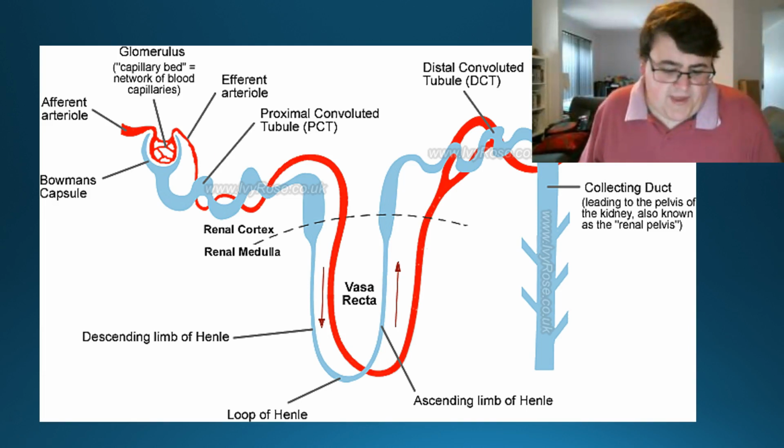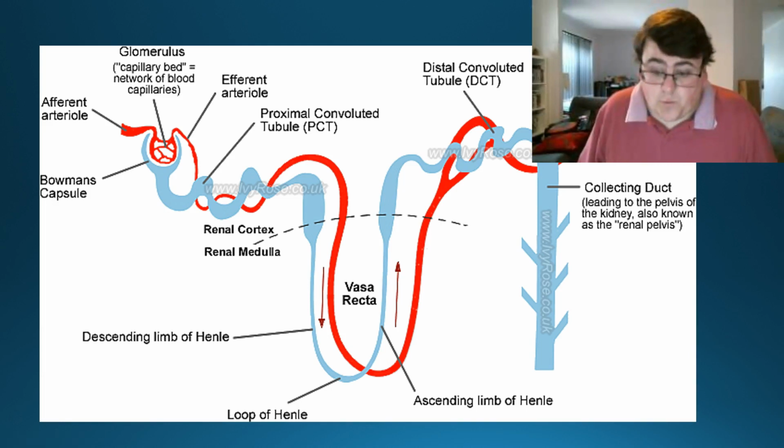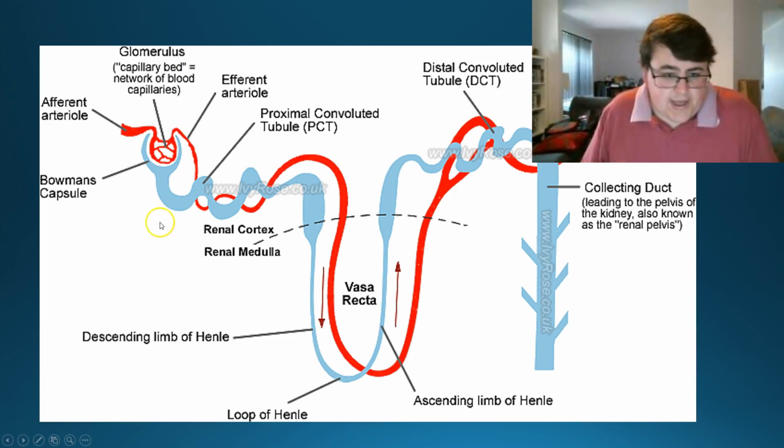The main things that are passed through into the Bowman's capsule from the glomerulus are going to include water, glucose, urea, amino acids that have been dissolved in water, and some other small substances. All of those are going to be filtered and collected together in what's called filtrate. So it's been filtered out of the blood. Blood and plasma are technically too large, and because of that, they can't be filtered through the small pores in the glomerulus. So all this material is now in our nephron, which is the blue diagram.